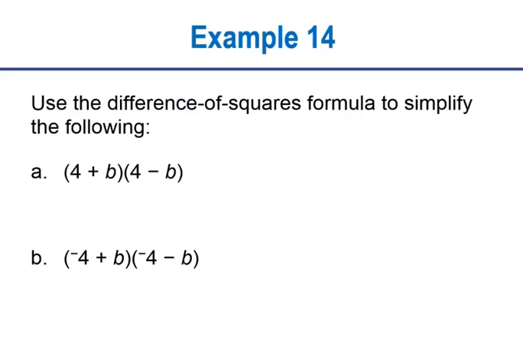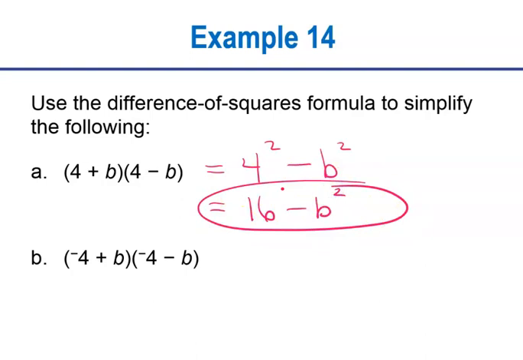Okay, so let's apply that. So 4 is in the first position of both. B is in the second position of both. Again, there's a plus and a minus, which means that we would have the first one squared minus the second term squared. We know 4 squared is 16, minus b squared is b squared. And that is completely simplified.